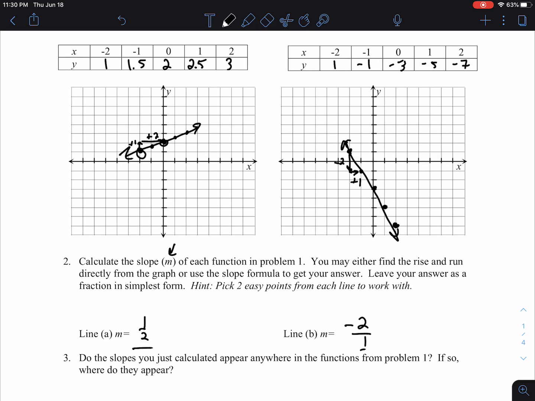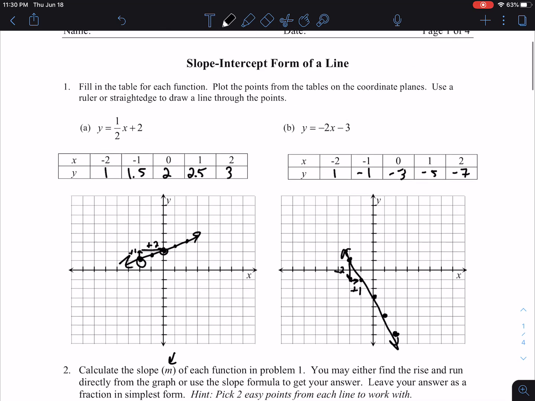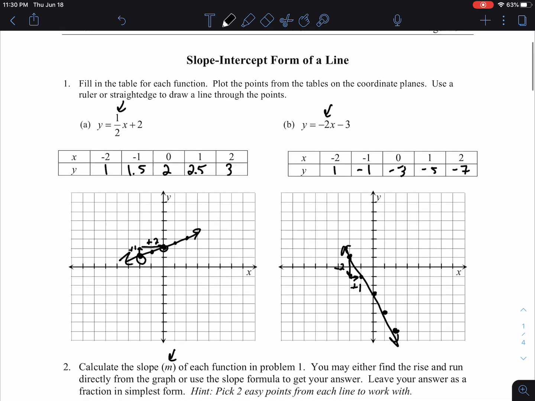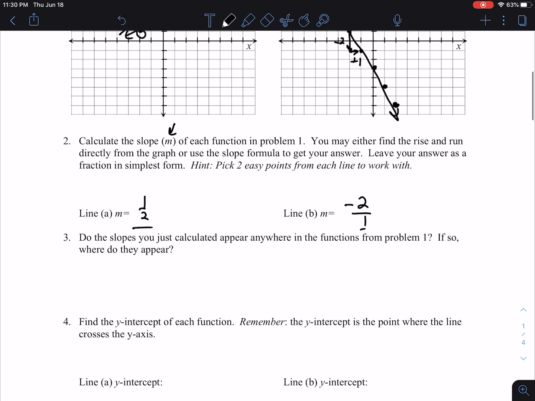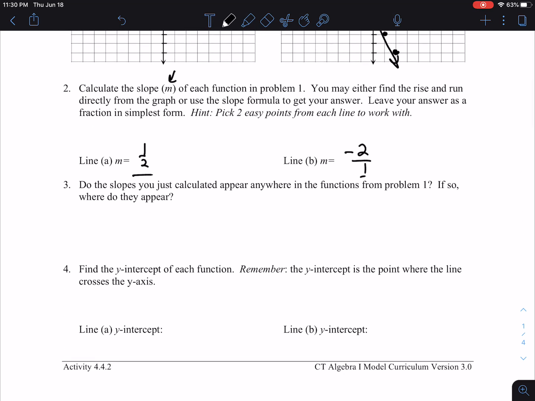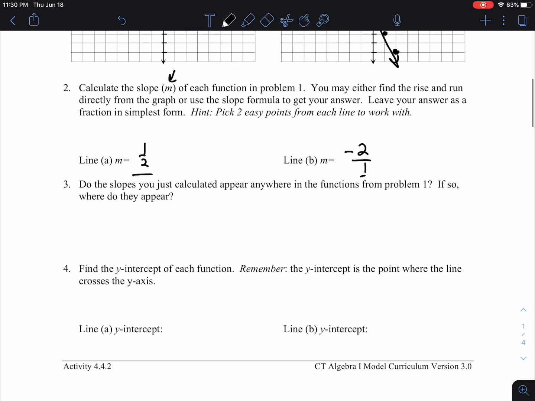Okay, now that we're back, hopefully you answered where they appeared. They're right here. Here's my slope there and my slope there, right? Feel like a coincidence? I don't think so. That's supposed to happen. So what happens is the slope is in the equation attached to x.